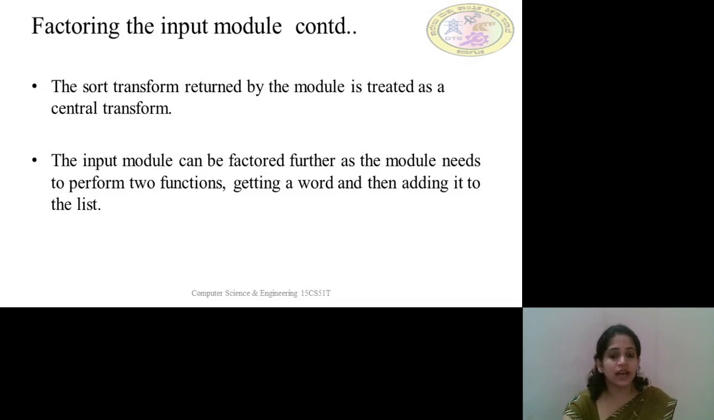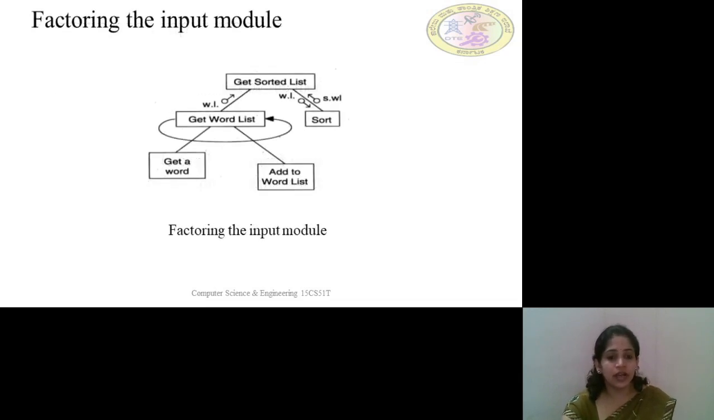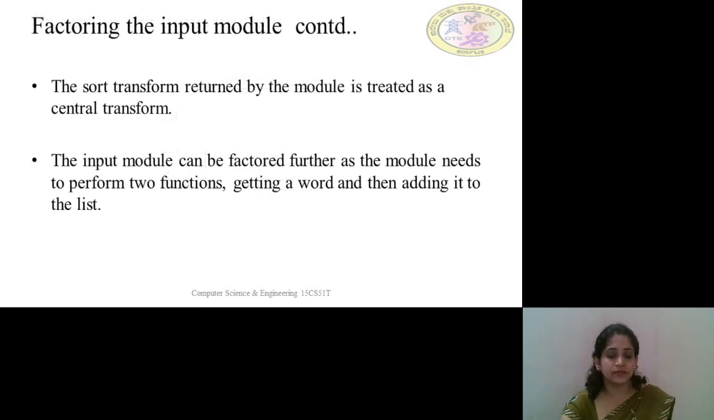The functions are nothing but getting a word and adding it to a list. It is a little complex function. This function in turn consists of two sub functions, namely get a word and add a word to the list. So since it has to do the two functions, again we can factorize this get word list into two sub modules or two sub routines.